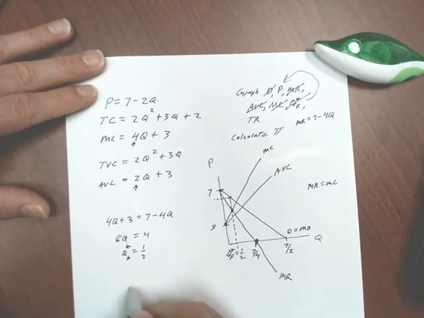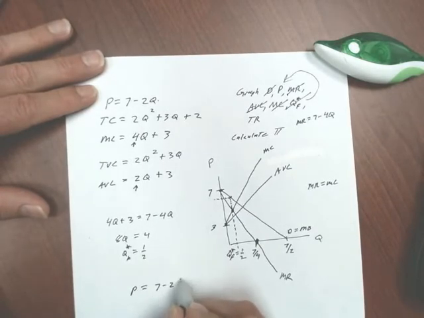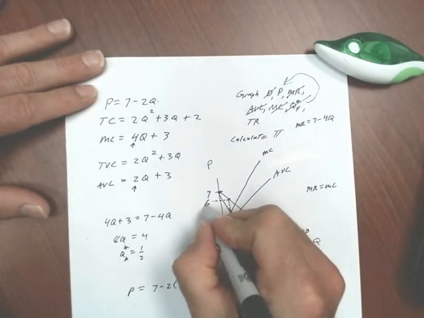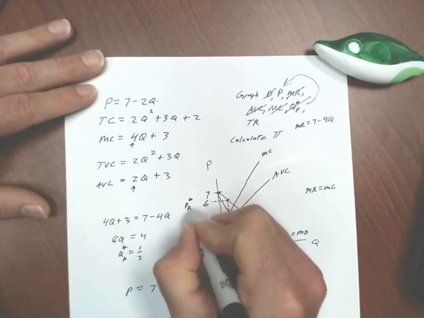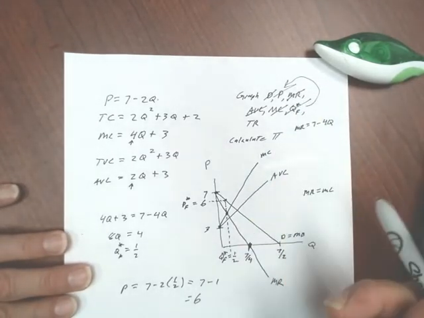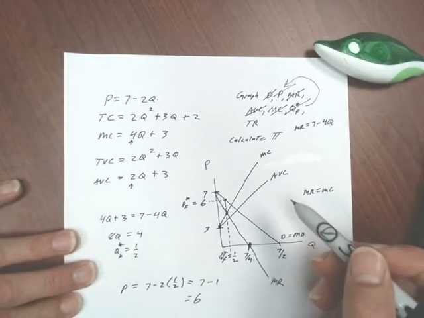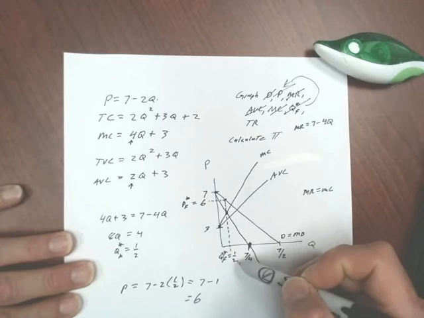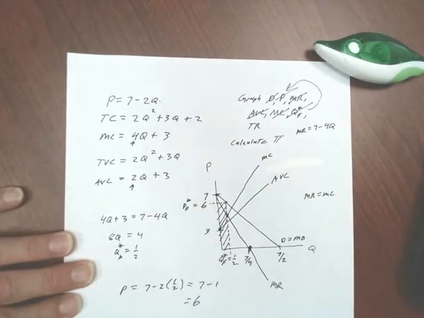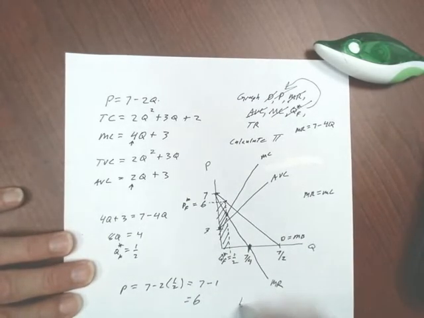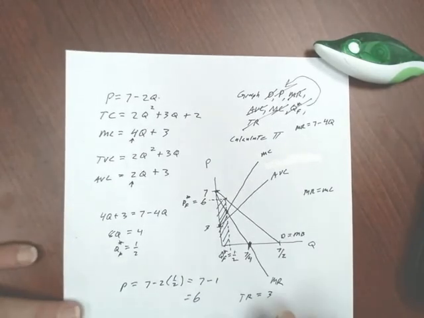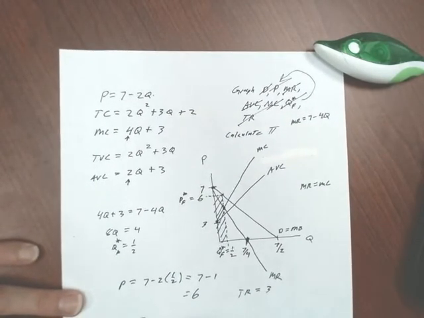How do we calculate that? We take that Q, which is equal to 1/2, and we plug it into the inverse demand. So that's P equals 7 minus 2 times 1/2 equals 7 minus 1 equals 6. So P star F, the price the firm charges, is equal to 6. Done. What is the total revenue generated from this product? Well, obviously it's 6 times 1/2, so it's going to be equal to 3, or it's going to be equal to that rectangle there. That's going to be total revenue equal to 3. Okay, 6 times 1/2. Done.